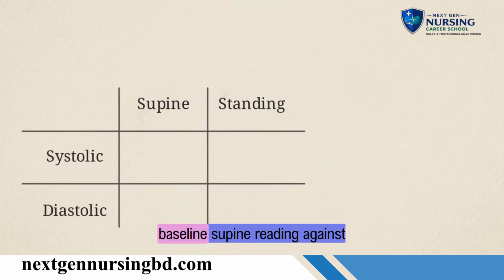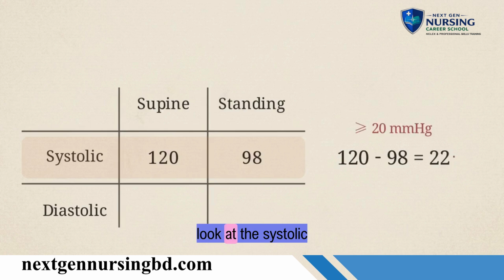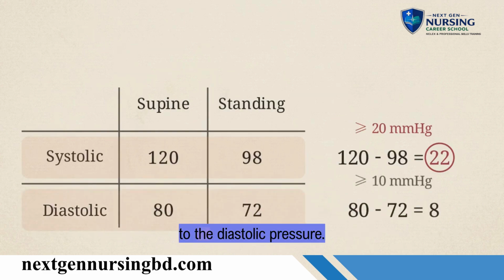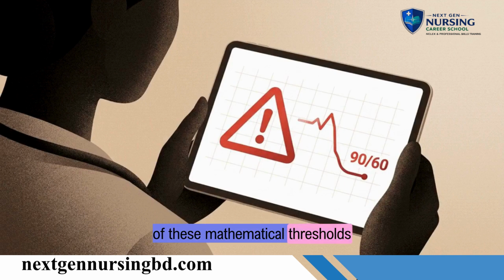This mock health record chart displays how we analyze the data. We compare the initial baseline supine reading against the lowest standing reading. First, look at the systolic pressure. If the top number shows a drop of 20 millimeters of mercury or more between the supine and standing positions, the diagnostic criteria is met. The same logic applies to the diastolic pressure. A drop of 10 millimeters of mercury or more on the bottom number also meets the criteria. Crossing either of these mathematical thresholds within 3 minutes of standing definitively confirms a positive diagnosis for orthostatic hypotension.